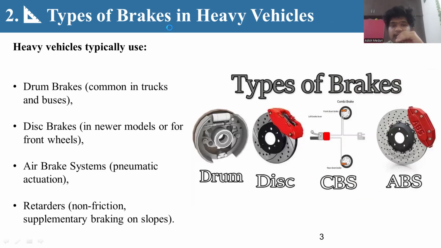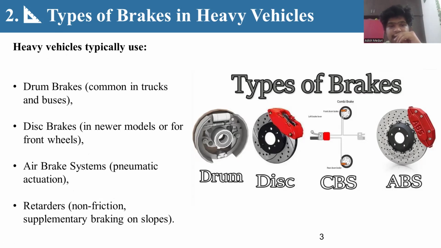Types of brakes in heavy vehicles. Heavy vehicles typically use drum brakes, common in trucks and buses. Disc brakes are used in newer models or for front wheels. Air brake system, pneumatic actuation. Retarders, non-friction supplementary brakes. So these are the four main types of brakes.